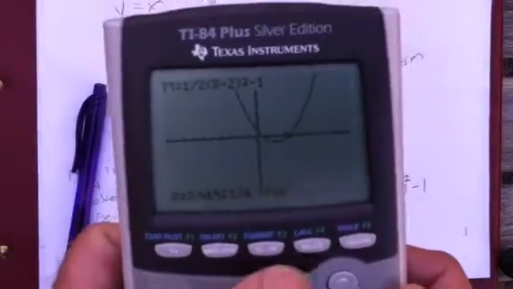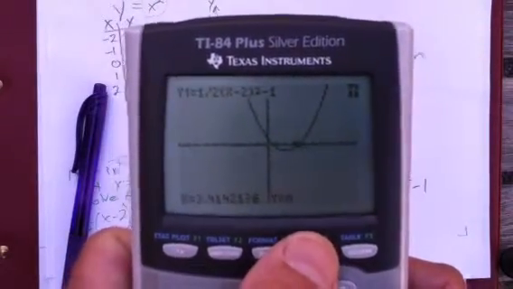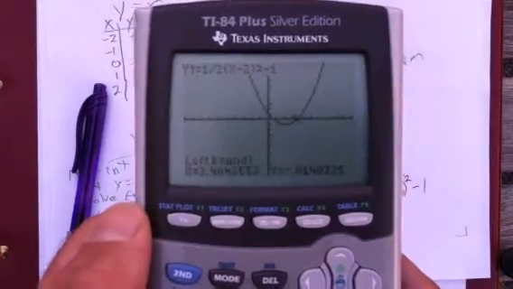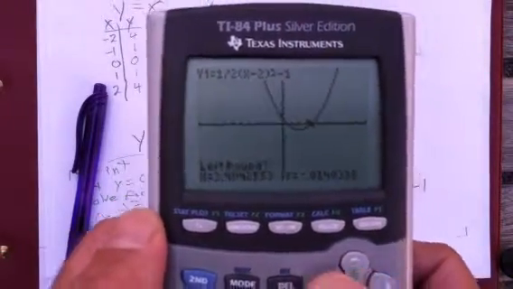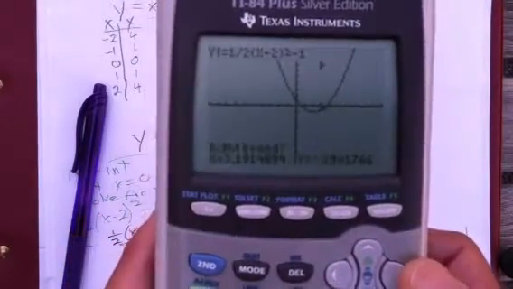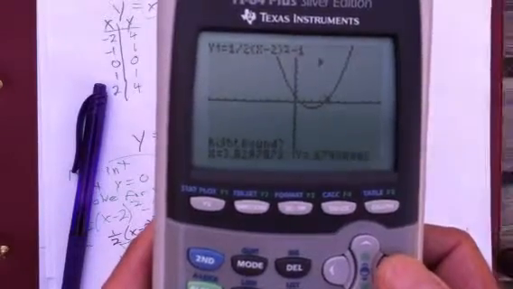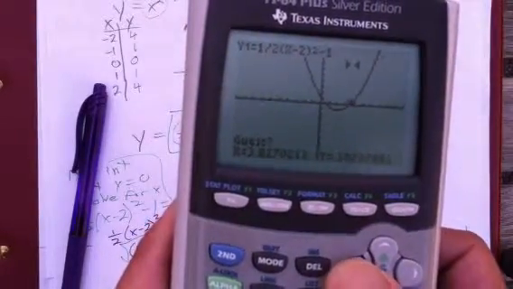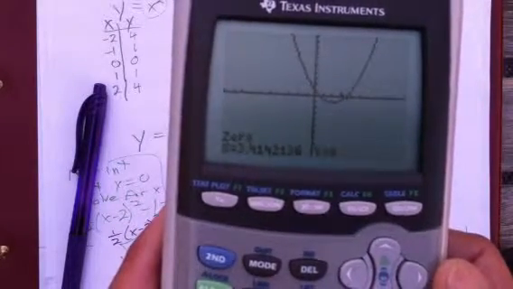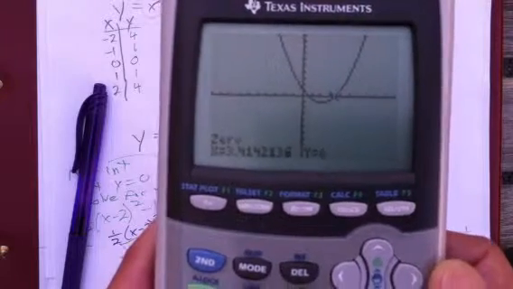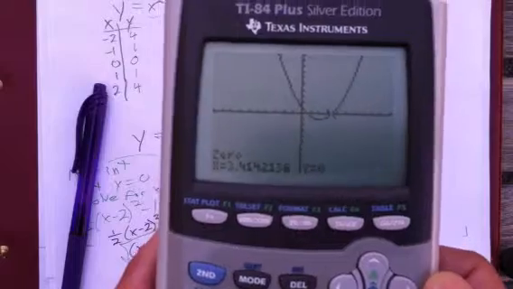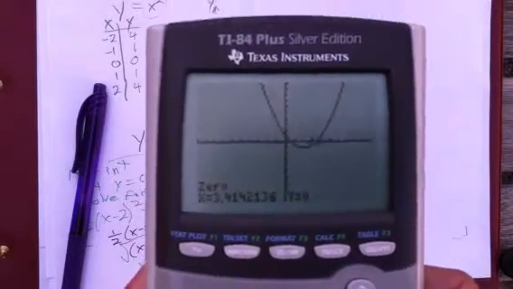I can also check one more time by going to the Calculate menu, so second trace, and I can ask the calculator to find a 0 for me. Enter. Calculator says get me to the left. Alright, so let's see. That's to the left of that 0. Enter. Calculator says get to the right of that 0. Enter. Calculator says guess in between. Enter. And the calculator says 3.4142136, which is about what we knew before. Y is 0. Okay. Calculator doesn't tell me that number happens to be 2 plus the square root of 2.